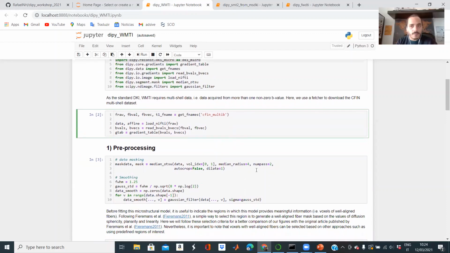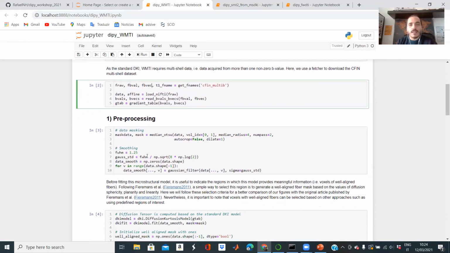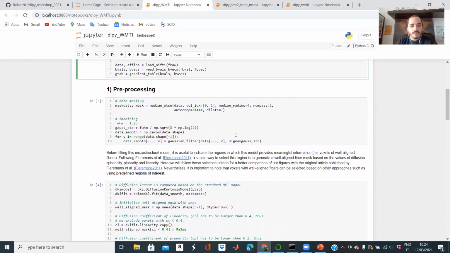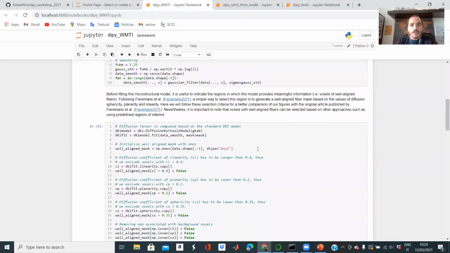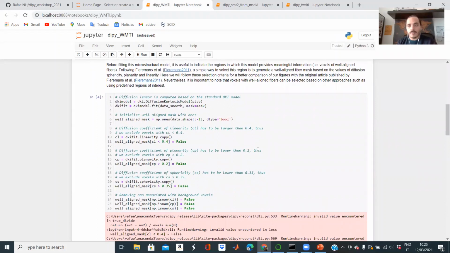So then I'm doing some pre-processing steps. I'm masking the data, and I'm also applying Gaussian smoothing just to suppress some noise effects. Although here I'm just using Gaussian smoothing, I recommend that you use the more advanced denoising techniques that Shreyas presented yesterday.